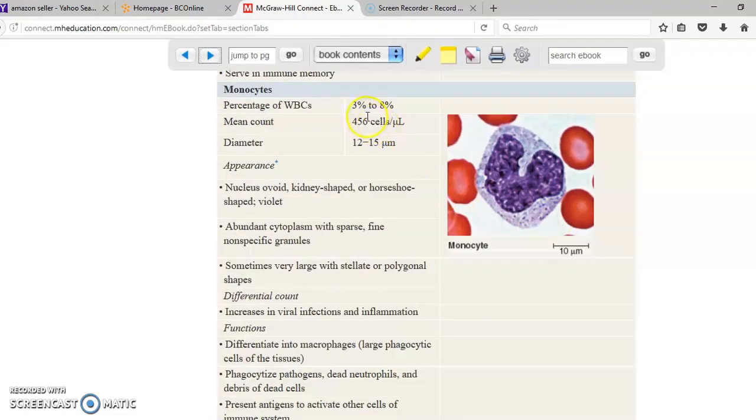The next one is going to be the monocyte. Monocytes are approximately 3 to 8% of the white blood cells that you find in a blood smear. One very important characteristic is that the monocyte, once it leaves the blood, will turn into a macrophage. As you can see here, it says it differentiates into macrophages and phagocytizes pathogens that come from outside your body.